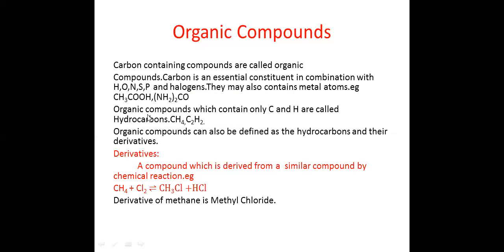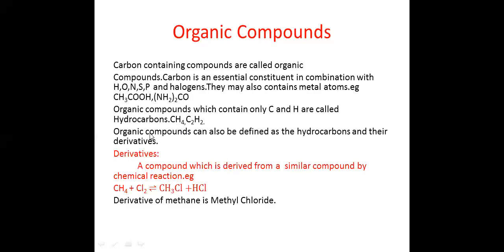There are some organic compounds which contain only carbon and hydrogen, and they are called hydrocarbons. For example, methane, and we have another example, ethane. Methane and ethane contain only carbon and hydrogen in their formula, so they are called hydrocarbons.